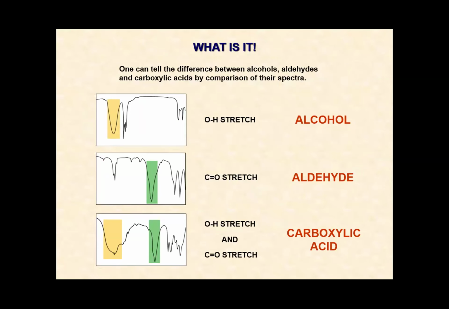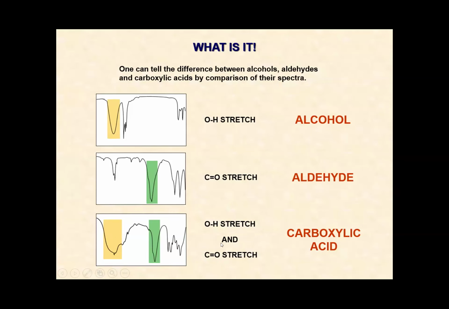One can tell the difference between alcohol, aldehydes, and carboxylic acids by comparison of their spectra. In case of alcohol, you can see a clear OH stretch, that is the yellow belt. For aldehyde, there is a clear C=O stretch, the green belt. For carboxylic acid, there are two stretches. I'll look for two distinctive peaks. The first one should be at 1750, that is for the carbonyl C=O stretch, and another peak is at around 3200 to 3600, that is for OH stretch.